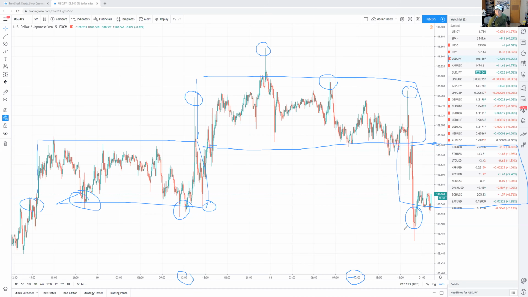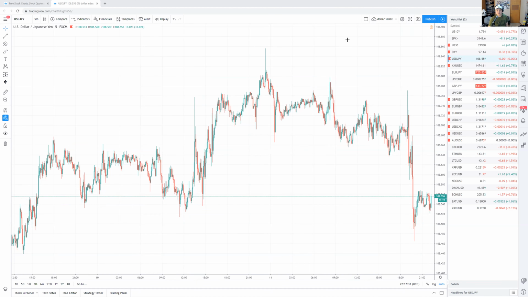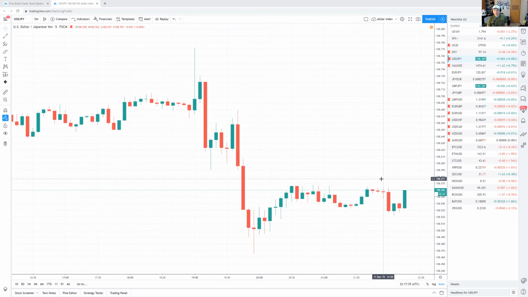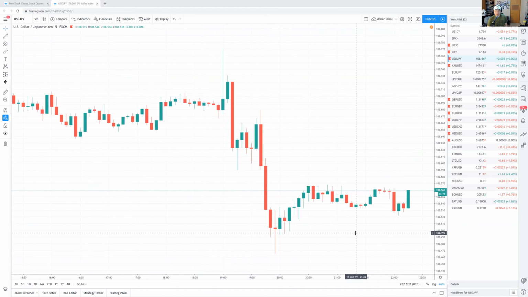So let me erase all this. Oops. I know this might be a long video. So now you can see why I wanted to buy versus sell: it's for the pullback, for the retracement. And it's going to retest this resistance for a bit.